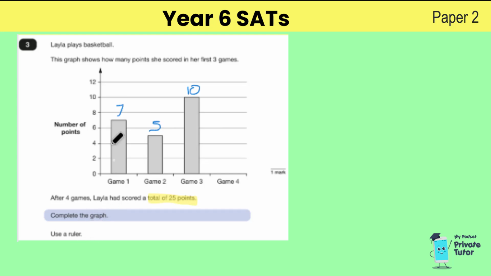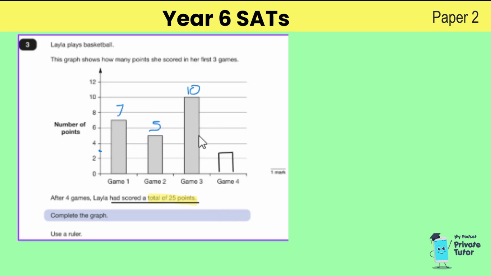So we need to complete the graph using a ruler. Game 4, 3 points, is going to be halfway between the 2 and 3 line. So you want to imagine the top of your bar being here between the 2 and 3. I would put your ruler down like this, and then just draw the top of your bar along your ruler right above game 4, and then you can draw your vertical lines. So again, use your ruler because examiners can zoom in.